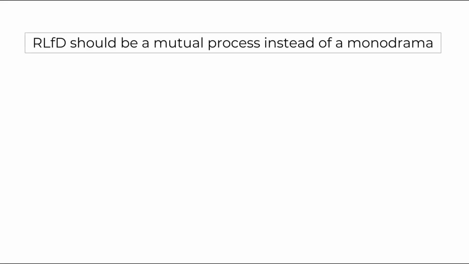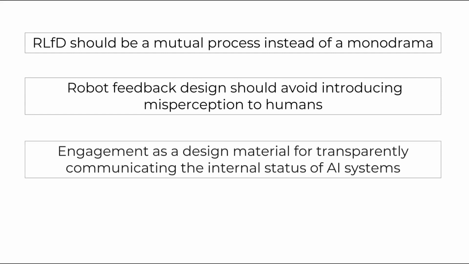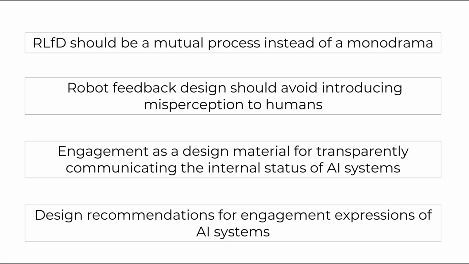Based on our main findings, we derive a set of implications for the engagement design of robots, and more broad AI systems. First, RLfD should be a mutual process instead of a monodrama. Second, robot feedback design should avoid introducing misperceptions to humans. Third, engagement can serve as a design material for transparently communicating the internal status of AI systems. We also provide several design recommendations for engagement expressions of AI systems.